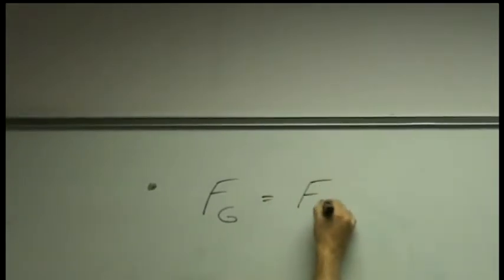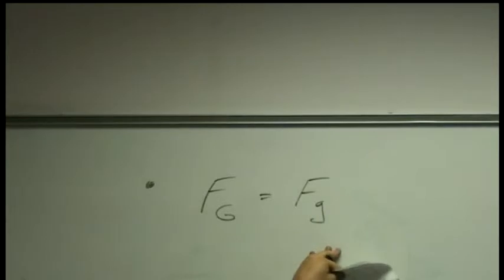Do this first. Here's the first thing you need to do. Force of gravity equals force of gravity. The force of gravity equals your weight. Big G, M1, M2 over R squared, don't forget the negative sign, equals mg.